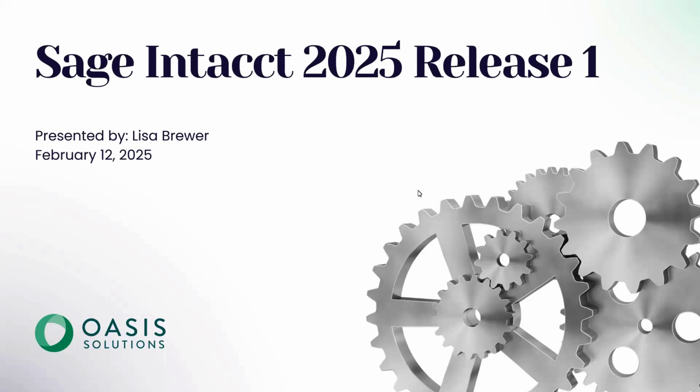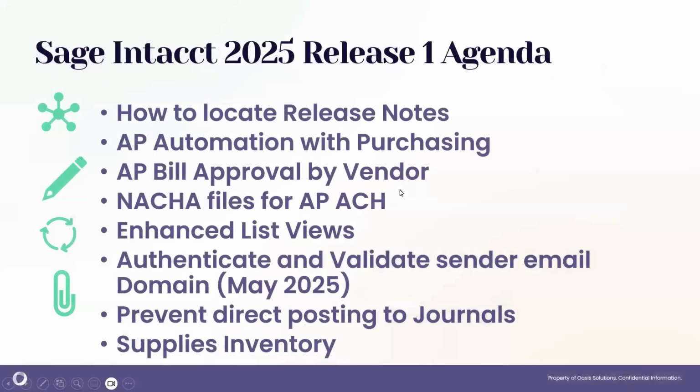So, first things first, we're going to just dig right into what our agenda for today is going to be. Again, I just kind of handpicked from a very long list of enhancements what I thought would be necessary to go over in this call today. First, how do I locate the release notes? Where can I go to find those? Second, AP automation with purchasing.